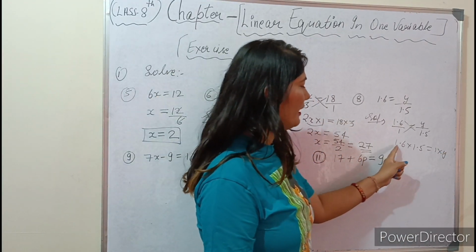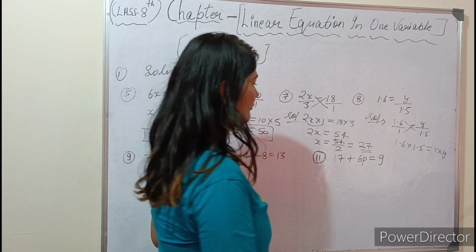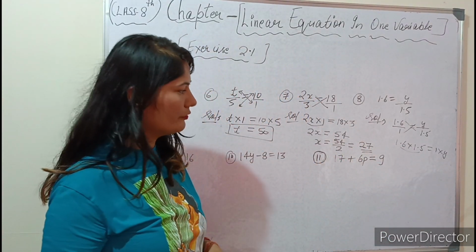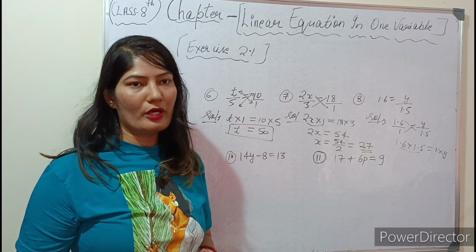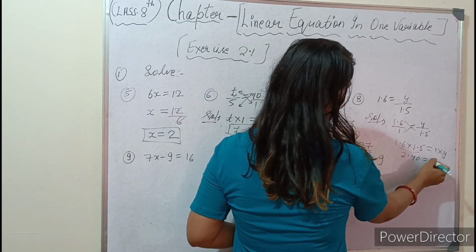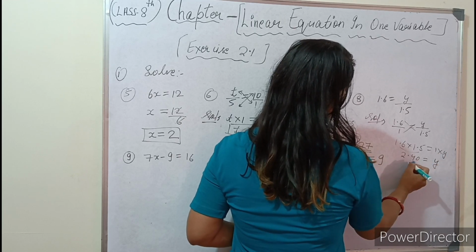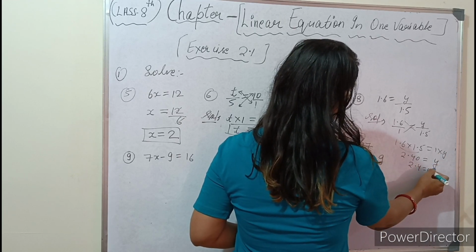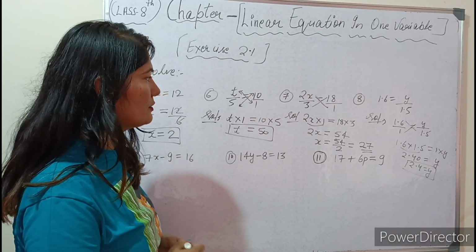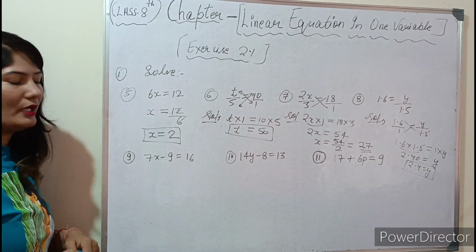Now you have to multiply 1.6 and 1.5. So if you will multiply 1.6 and 1.5, you will get 2.40. 2.40 is equals to y, or we can say 2.4. So the value of y is 2.4. This is your answer. Moving to the 9th part.